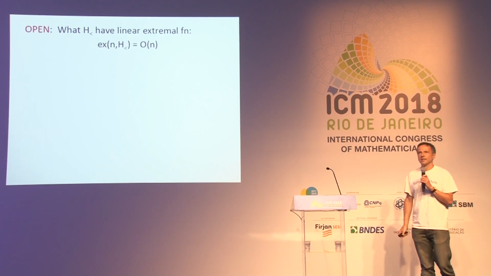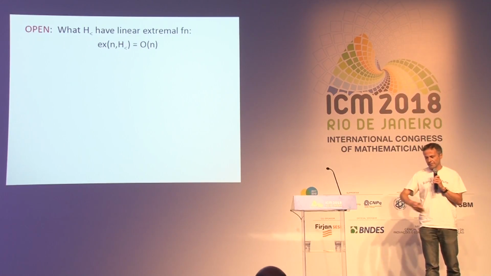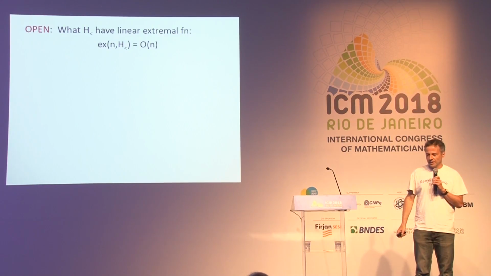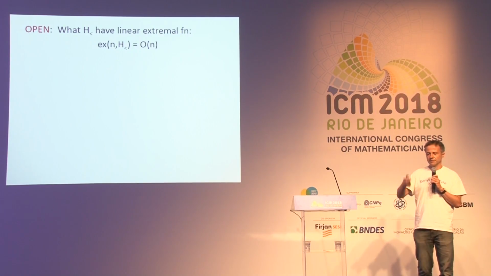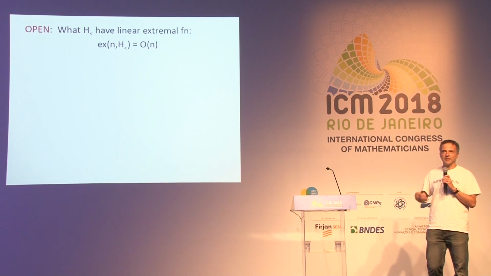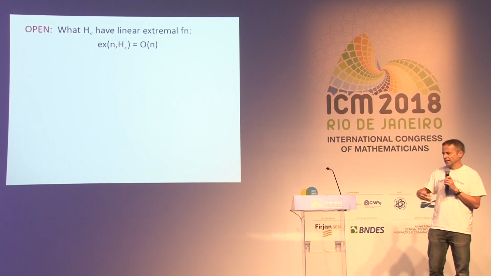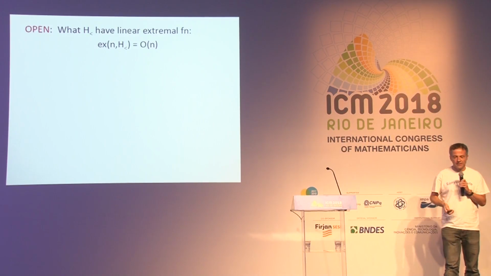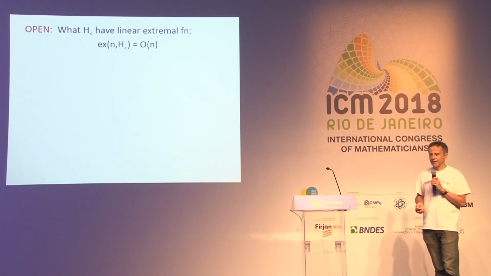Okay, another question. As I mentioned, in the classical theory, you have forests with linear extremal function, and you have cycles where the extremal function is very far from linear.